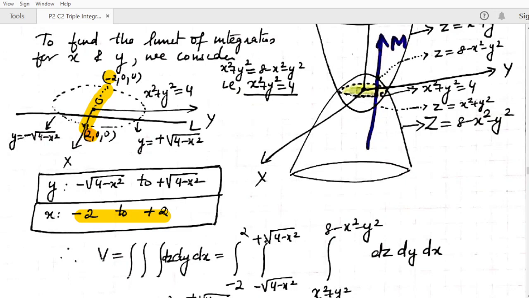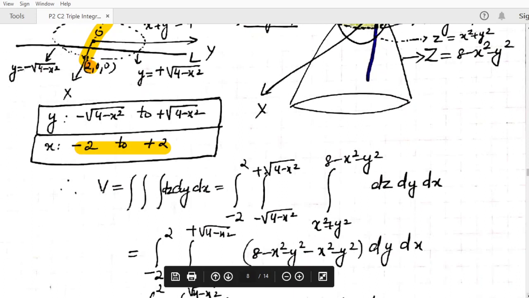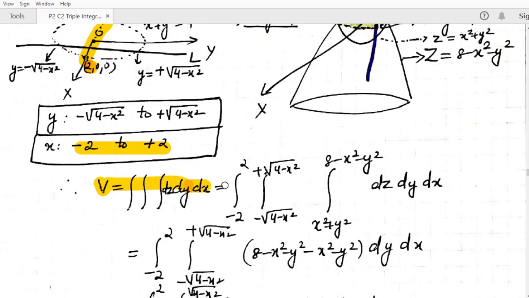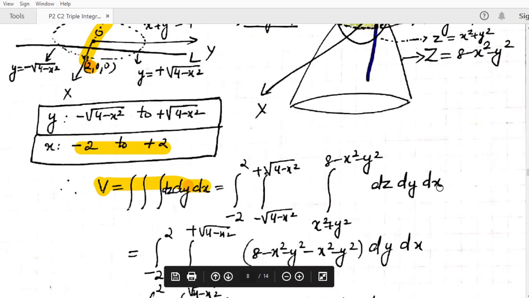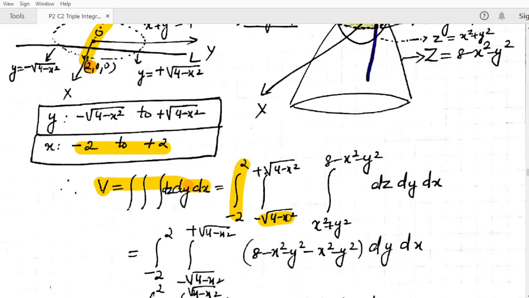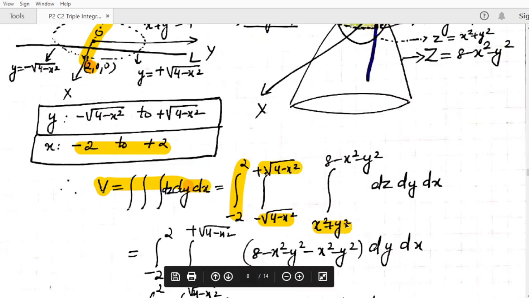So now we get all the limits of integration for the variables. We get the limit of z, y and x. Now we have to substitute in our formula. We have a formula V is equal to triple integral dz dy dx. The limit of x is from minus 2 to 2. The limit of y is from minus root 4 minus x square to plus root 4 minus x square. The limit of z is from x square plus y square to 8 minus x square minus y square.